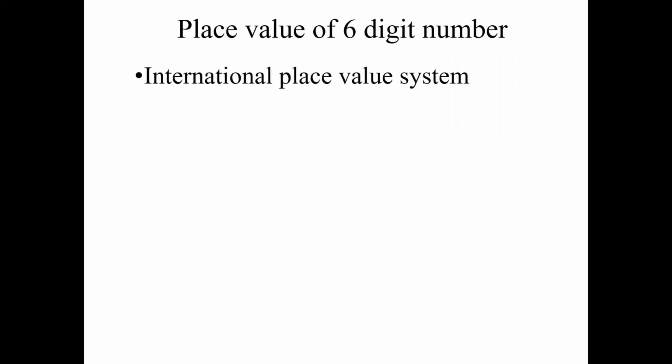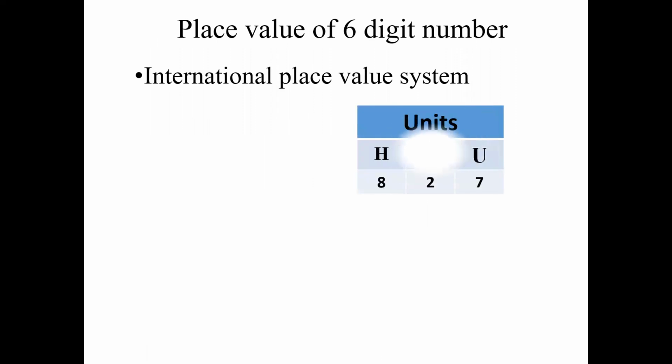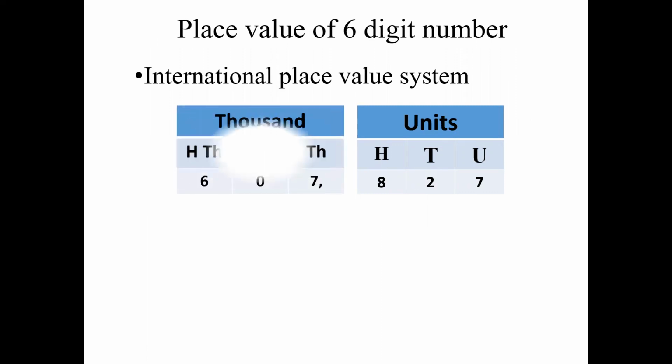In the international place value system, the first house is the unit house, and it consists of 3 rooms: unit, 10 and 100. Then the next house is the 1000 house, and it also consists of 3 rooms: 1000, 10,000 and 100,000. The two houses are separated from each other by a boundary wall which is called a comma.